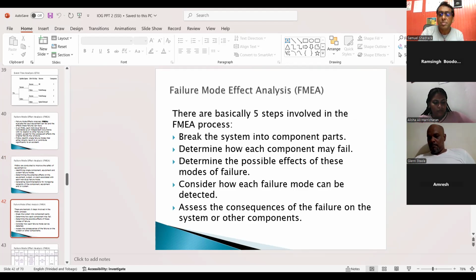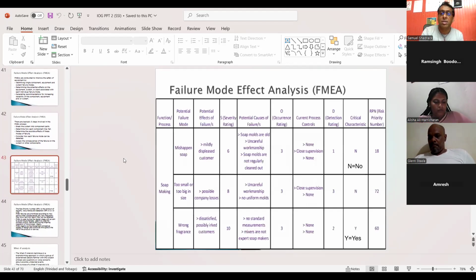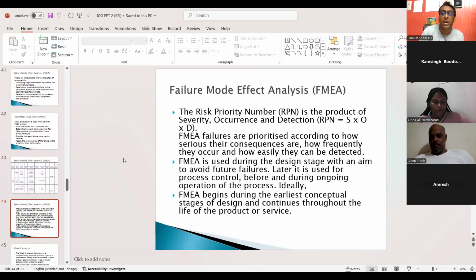right? So you see it here: break the system down into components, determine how each component may fail, determine the possible effects of these modes of failure, consider how each failure mode can be detected, assess the consequences of the failure on the system or other components, right? And I had one here. Again, these things are big marks at the degree level. I don't foresee you all getting any one of these things to do anyway, right? With an FMEA, they also calculate something called the risk priority number. They get that by multiplying the severity times the occurrence. They will give you those things.